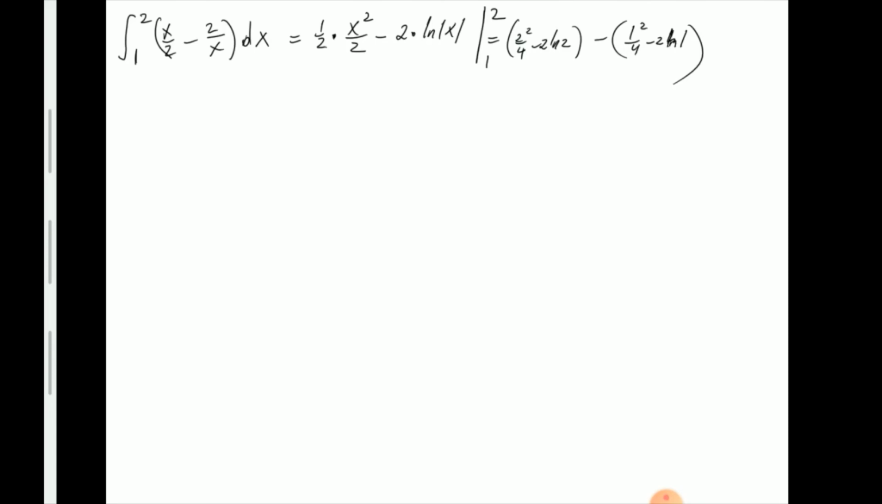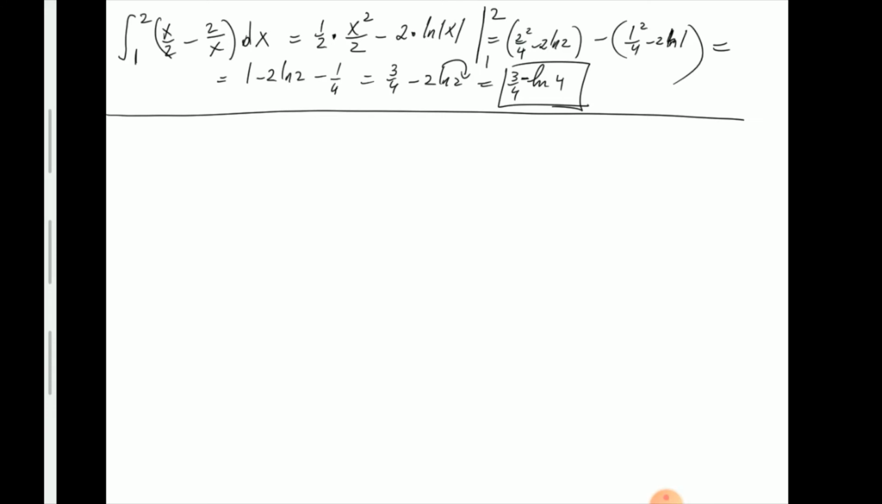And then you can simplify it. That's going to be 4 over 4, which is 1, minus 2 ln of 2, minus 1 over 4. ln of 1 is 0, so that's going to be minus 0. 1 minus 1 over 4 is 3 over 4, minus 2 ln of 2. Or if you want, you can bring the 2 inside the logarithm, and that's going to be 3 over 4 minus natural log of 4.